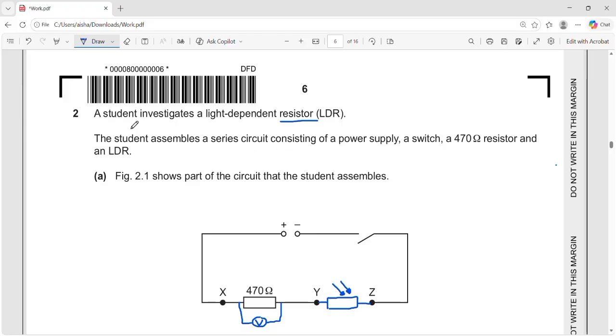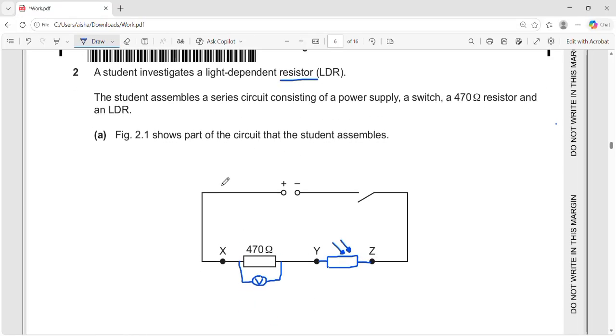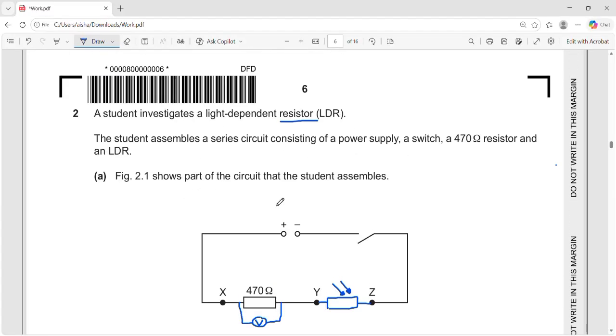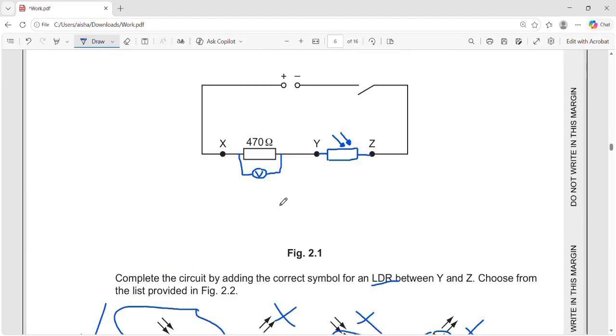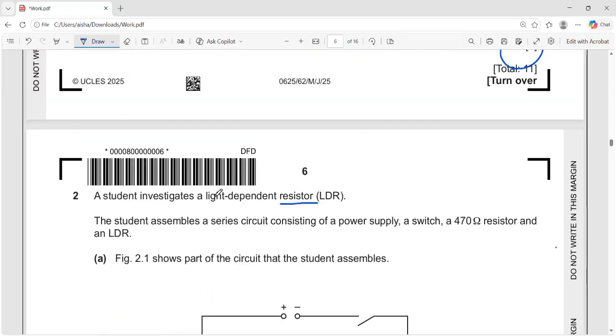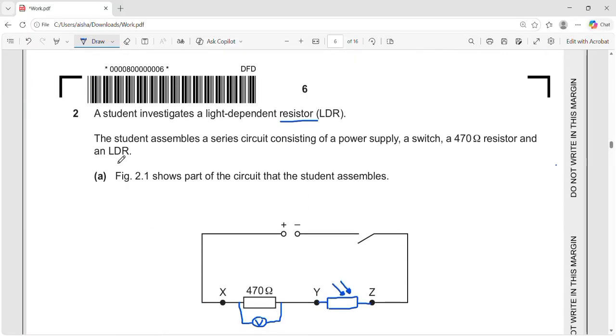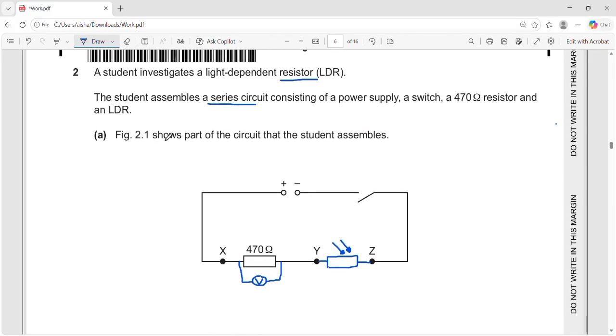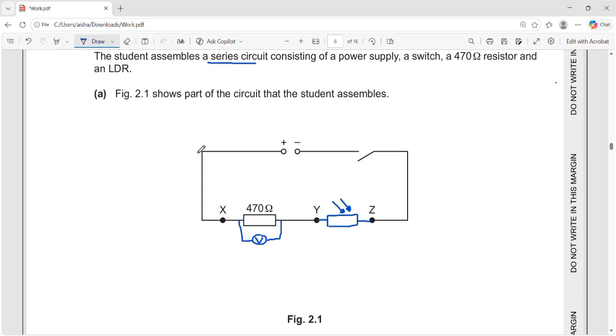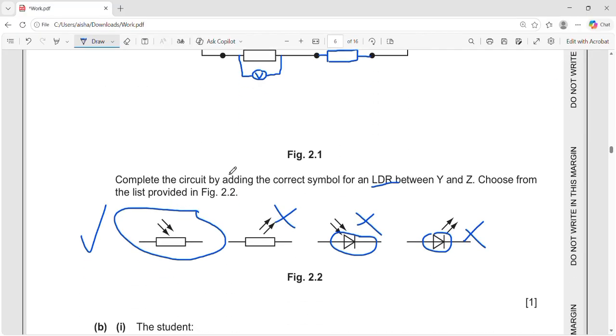Moving on to question number 2, which is usually regarding maybe the electricity chapter or maybe regarding reflection of light, but in this case it's about electricity. A student investigates a light dependent resistor, LDR. The student assembles a series circuit consisting of a power supply, a switch, a 470 ohm resistor, and an LDR. Figure 2.1 shows part of the circuit that the student assembles. So you can see this is a series circuit. Complete the circuit by adding the correct symbol for an LDR between Y and Z.